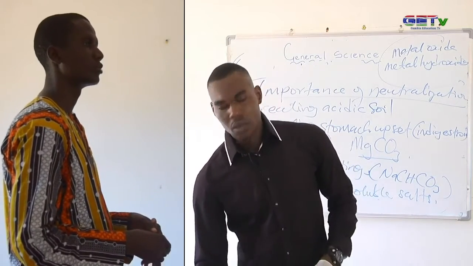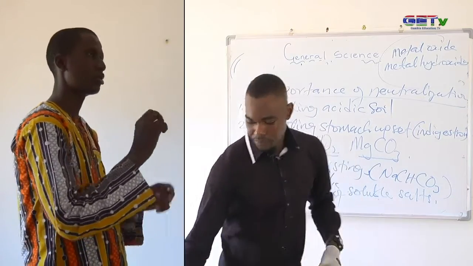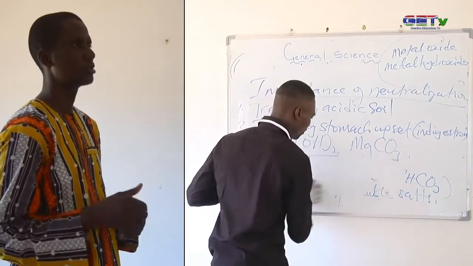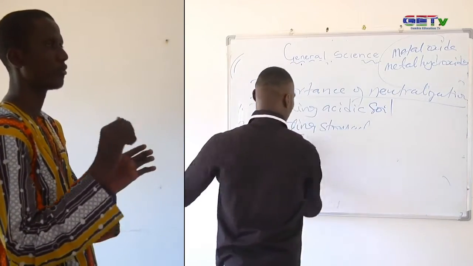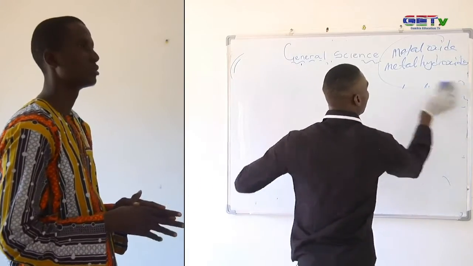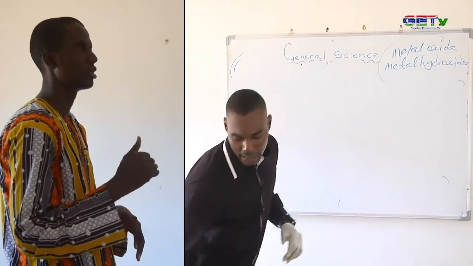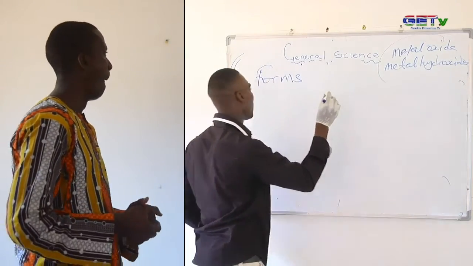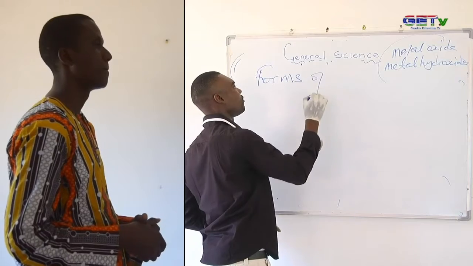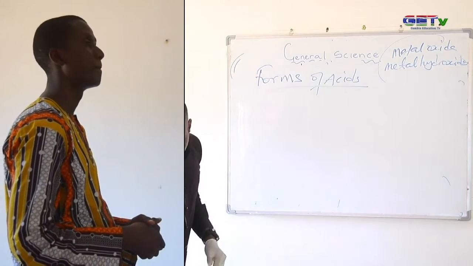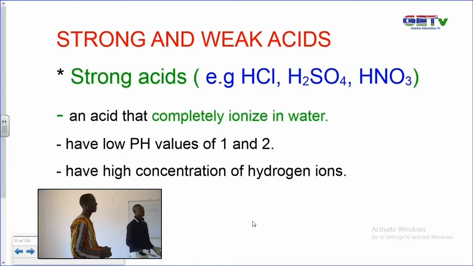We move on. We're still talking about acids. We have what are called forms of acids. Acids exist in 2 different forms. We have strong acids and weak acids. Let's look at that quickly, we have to fast track things now, we are running against time. So basically, we have 2 types of acids, strong and weak.